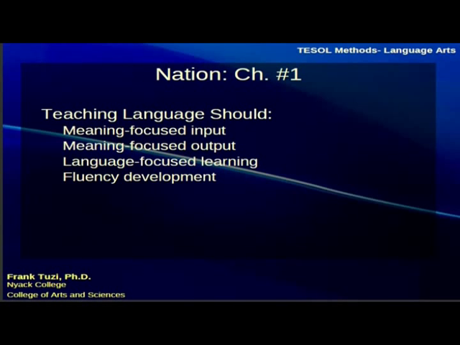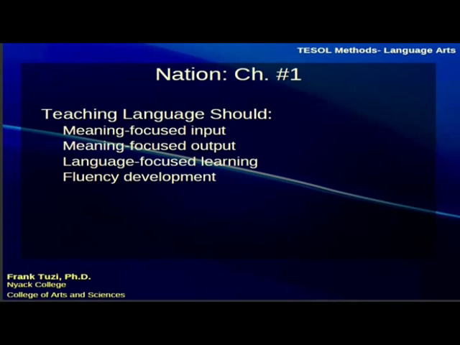Language teaching. This is the beginning of Nation's textbook. It's an excellent beginning. I would love the way he summarizes language teaching into these 4 components. If I were to be writing a philosophy of language teaching, I would definitely include these 4 components. It's just a brilliant way that he summarizes all the things that should be done as far as teaching is concerned in a language classroom. He begins by talking about language-focused input.